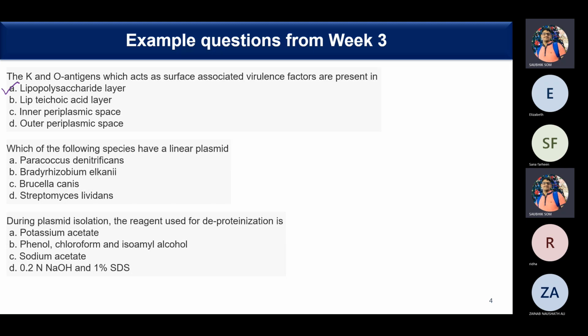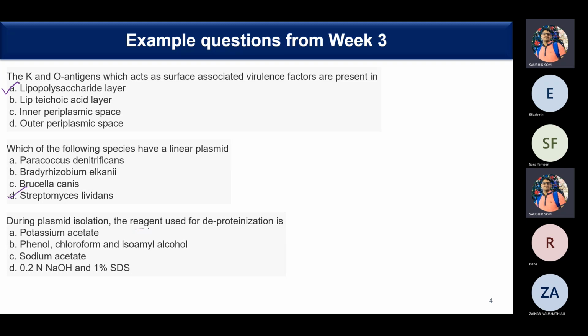So which of the following have a linear plasmid? Paracoccus denitrificans, Bradyrhizobium elkanii, Brucella canis, Streptomyces lividans. The correct answer is Streptomyces lividans. Okay.